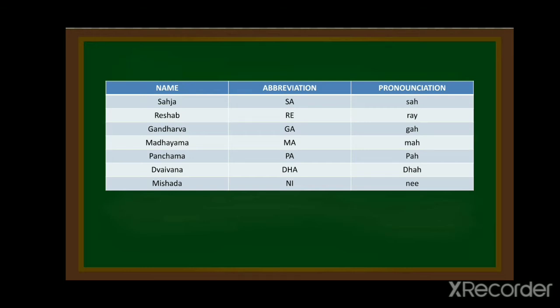These are the abbreviations of the musical notes in India. From Sadja, the abbreviation is Sa, pronounced Sa. Another is Rishabha, the abbreviation is Re, the pronunciation is Re. Gandhara, abbreviation Ga, pronunciation Ga. Next one is Madhyama, abbreviation Ma, pronunciation Ma. Another, Panchama, abbreviation Pa, pronunciation Pa. And so on down the musical scale of India to Nishada.